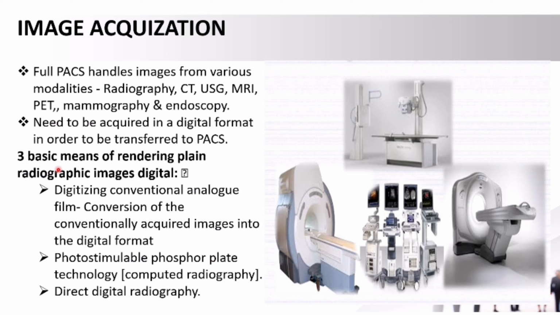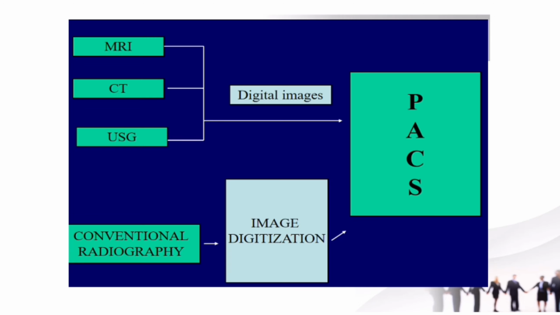Now we have three basic means of rendering plain radiographic images digital. First is digitizing the conventional analog film, that is, conversion of the conventionally acquired image into digital format. Second is photostimulable phosphor plate technology, that is computed radiography. And the third is direct digital radiography. We can acquire images from MRI, CT, USG, and all the digital images are then sent to PACS. In conventional radiography, the image is digitized and then sent to the PACS.